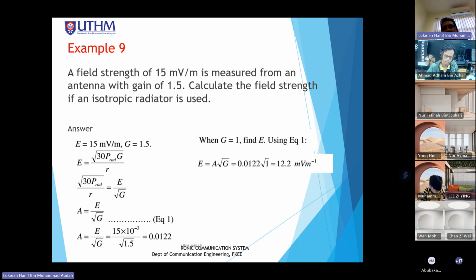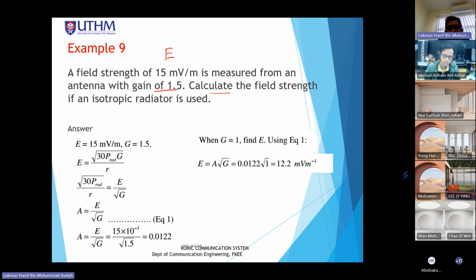Example 9. This example 9 is almost similar to a question in the final exam later in this semester. A field strength of 15 millivolt per meter is measured from an antenna with a gain of 1.5. That means this is a real antenna. Then calculate the field strength of an isotropic antenna.